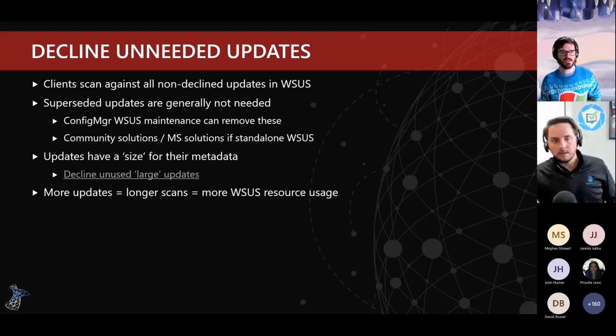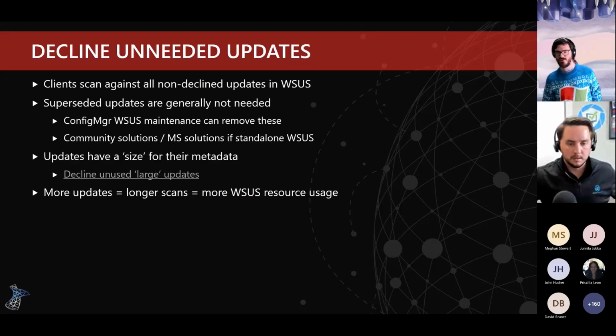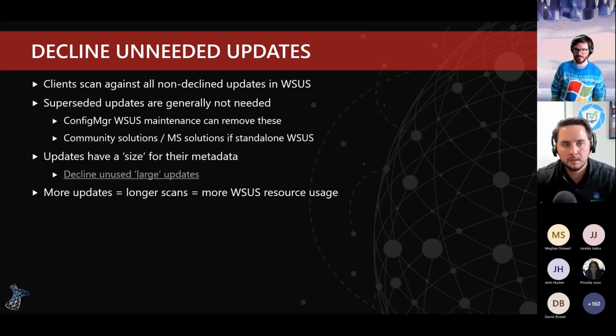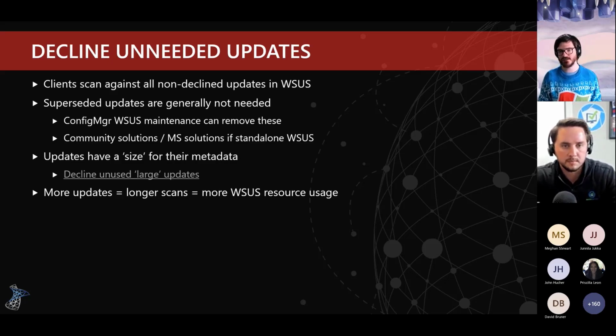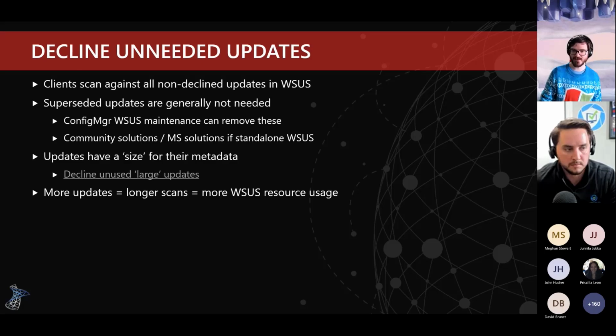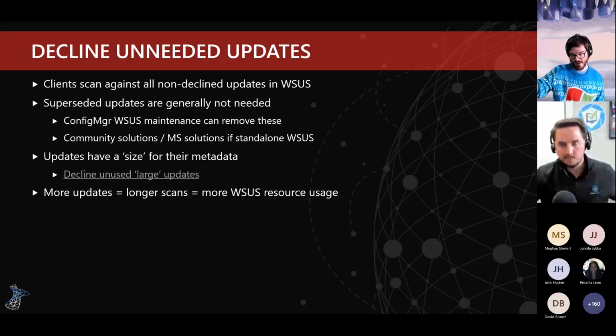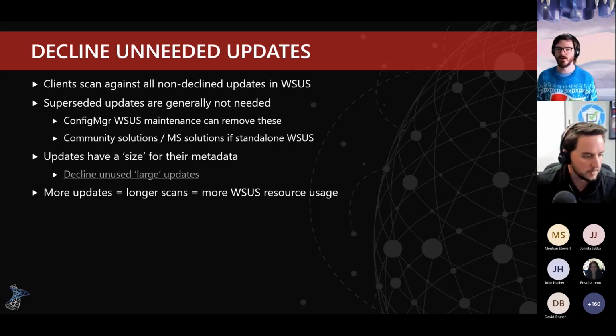So for declining unneeded updates, this is kind of an interesting one, and we went back and forth on a couple parts of this and actually confirmed and learned something. But a big takeaway right up top: clients scan against all non-declined updates in WSUS. So the more ill-maintained or older your WSUS environment is, you likely have a lot of non-declined updates that you may not need. So the more updates you have, the more updates you're going to scan against, and we'll go deeper into that as we go here.